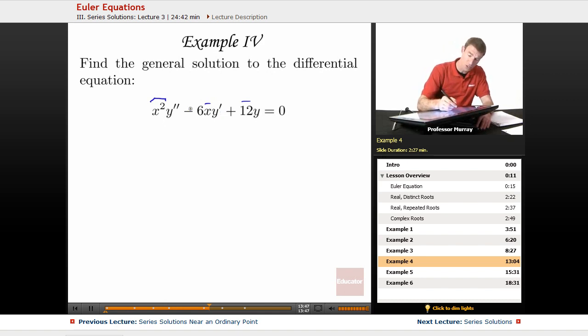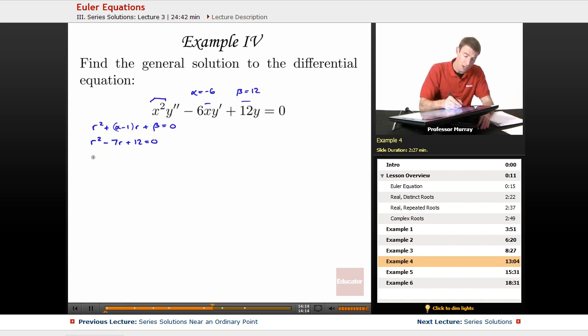So since this one does work, we read off our alpha is negative 6, our beta is 12, and we set up our characteristic equation, r squared plus alpha minus 1, r plus beta is equal to 0. So that's r squared. Alpha was negative 6, so alpha minus 1 is negative 7. R plus 12 is equal to 0.